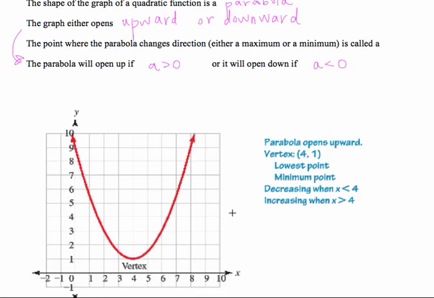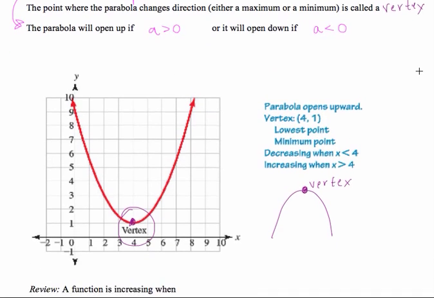And the point where the parabola changes directions, this point right here where it changes from going down or decreasing to going up, that's called the vertex. It's either going to be a minimum value if it opens up like in this one, or if the parabola opens down, then the vertex would be on top, and that would be its maximum. So the point where it changes directions is called a vertex, right there.